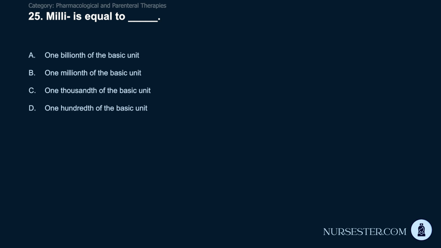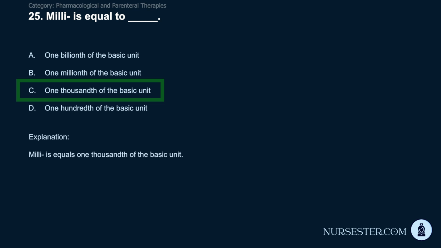1/100th of the basic unit. Correct answer, C. 1/1000th of the basic unit. Milli is equal to 1/1000th of the basic unit.